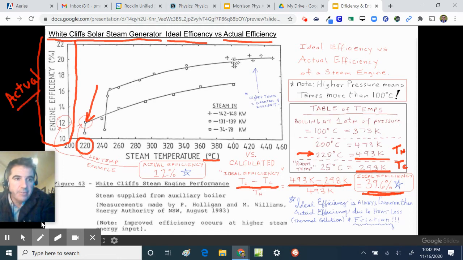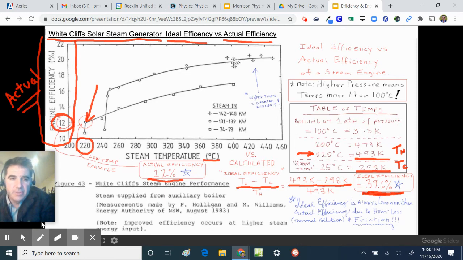We can't really tell you from what they've given us that. So look at that: 12% actual efficiency. The actual efficiency was 12% as shown on the graph. So what is going on? Well, first of all, we know this number is not going to be 100%, and it's not going to be 100% because the ambient temperature is not anywhere near zero, right?